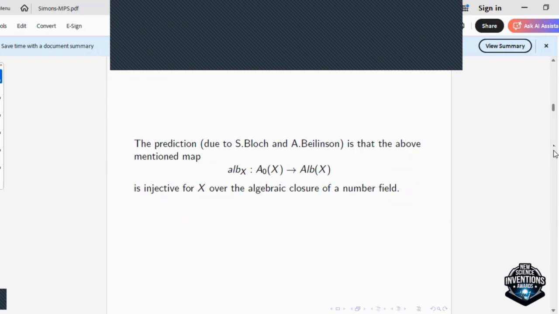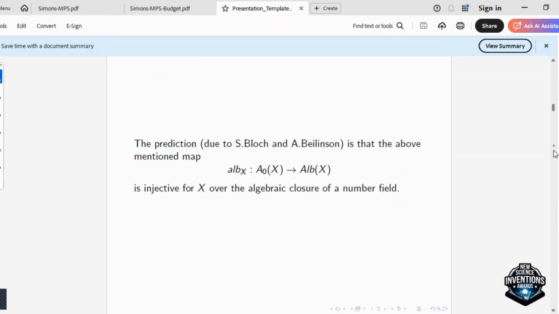The prediction of Spencer Bloch and Alexander Beilinson is that the above map from A_0(X) to Alb(X) is injective. It is surjective, which is classical and known, but injectivity is a prediction and a conjecture due to Bloch and Beilinson, for X over the algebraic closure of a number field.